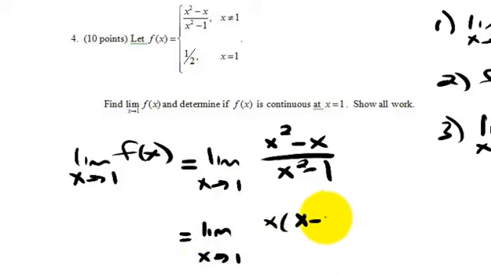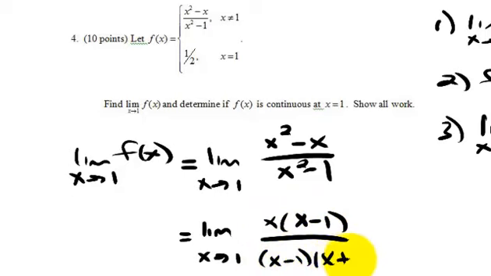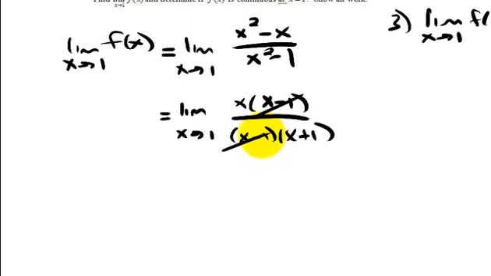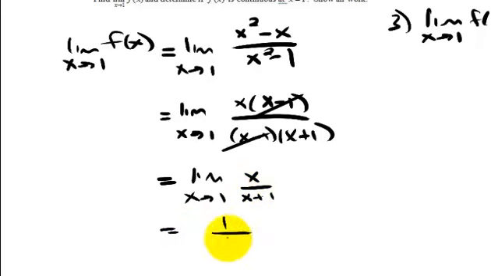Okay, so on the top I factor it. On the bottom, that's a difference of squares. Notice that it's the factor of x minus 1 that makes it 0 over 0. Unfortunately, those divide out, which means we're evaluating the limit of x over x plus 1, which is good because that exists. That's 1 over 2.